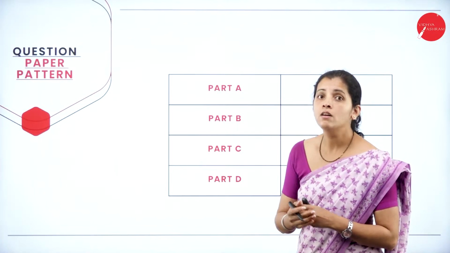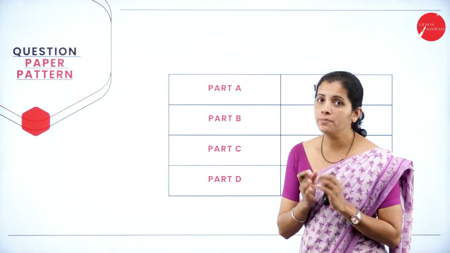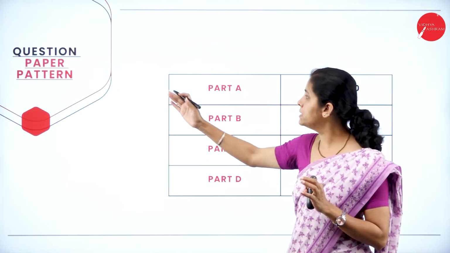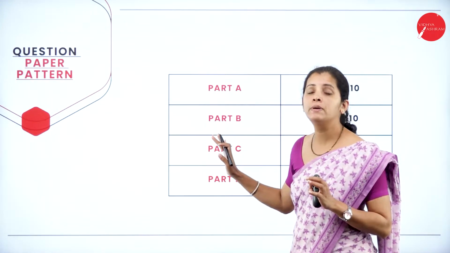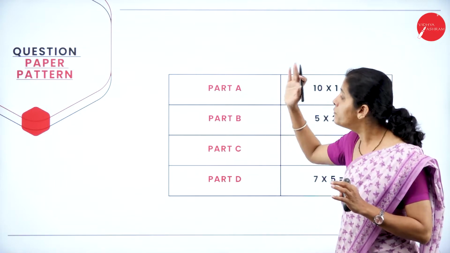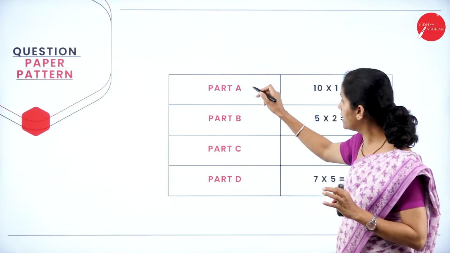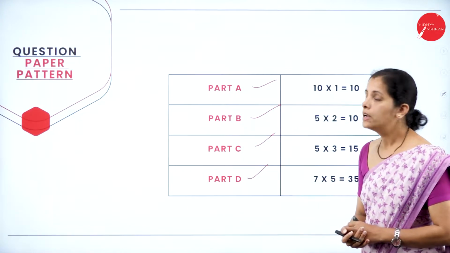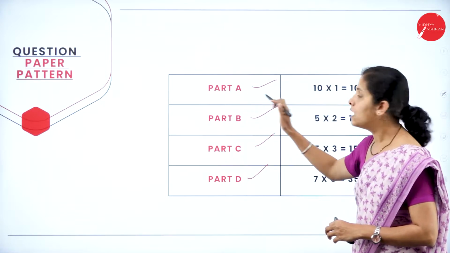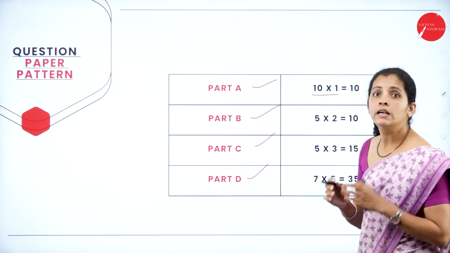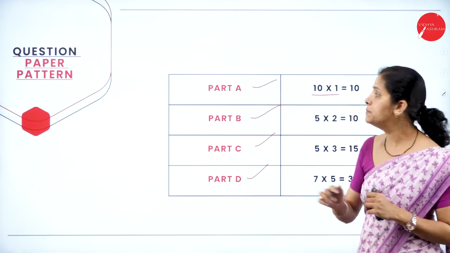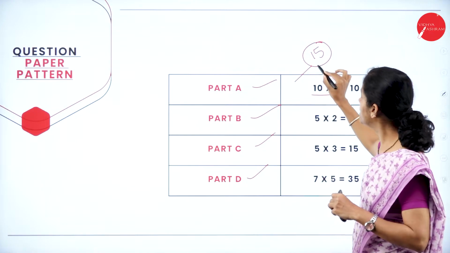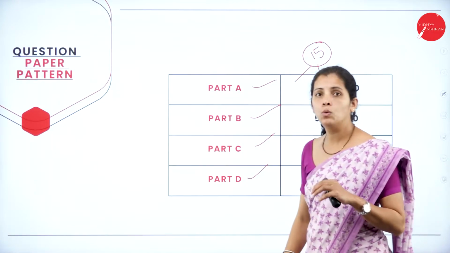If I consider the first PUC model question paper, I'm going to have the question paper pattern. That means the entire question paper is divided into 4 different parts: part A, part B, part C and part D. Under part A, I'm going to get 10 1-mark questions. That means here I'm going to get 15 questions. Out of 15, I want to attend only 10.